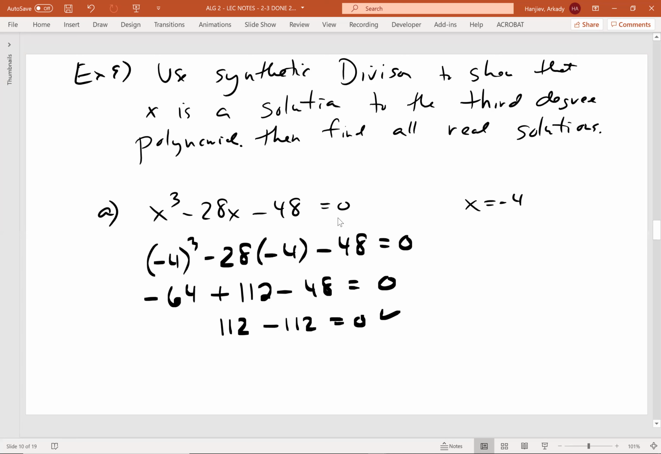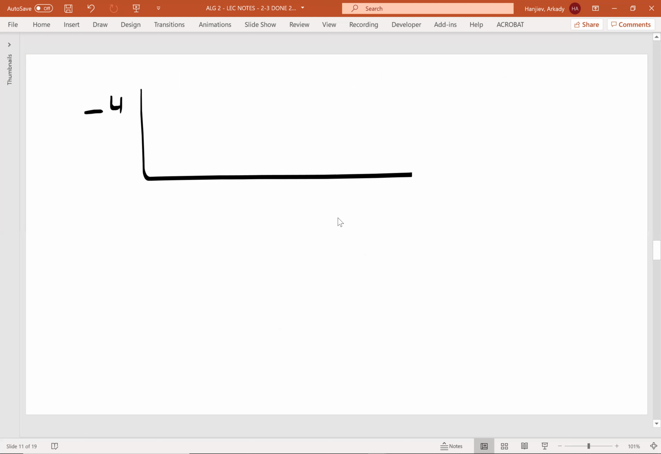One, 0, -28, and then -48. Okay, and what do I expect to be the remainder? Whatever number. No problem. I expect the remainder to be 0.